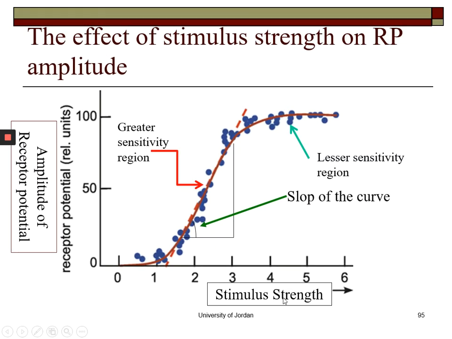This is the stimulus strength. The more the strength of the stimulus, the more the amplitude of the receptor potential. This is the receptor potential in real units. As you see here, the more the stimulus strength increases, the more the amplitude of the receptor potential increases. In the end the amplitude stays stable. We reached plus 30 here. We cannot exceed maybe plus 30 millivolts.